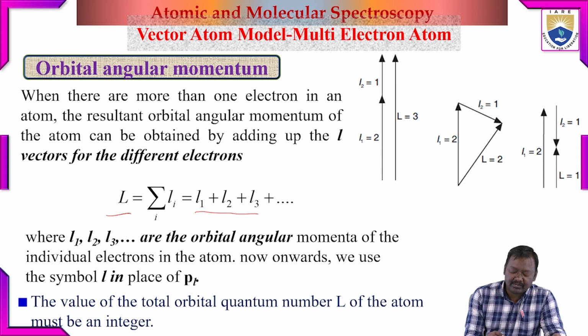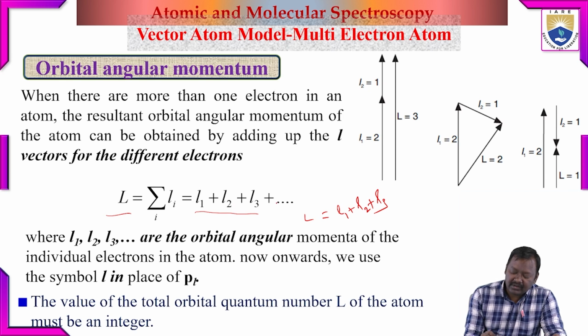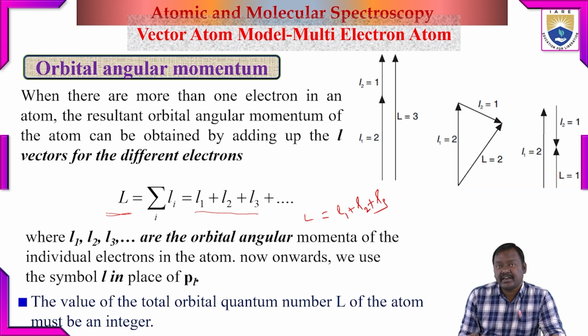That means L must be equal to L1 plus L2 plus L3. This addition must be vector addition. Even for any number of electrons, we should add like this, by vectorial addition of orbital angular momentum. That gives the resultant orbital angular momentum.